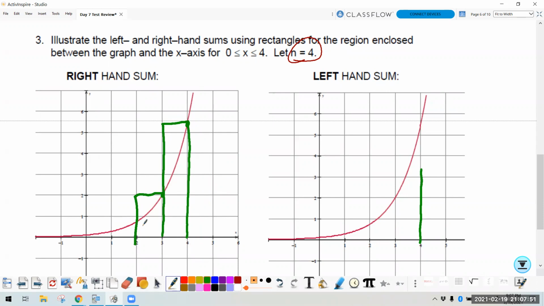So I start on the right side of my interval is on the graph for the height of the rectangle. Here. And one more there. Left-hand sum means I start on the left. Ooh, that's super tiny. And the left-hand corner of my rectangle is on the graph. So this is extra.